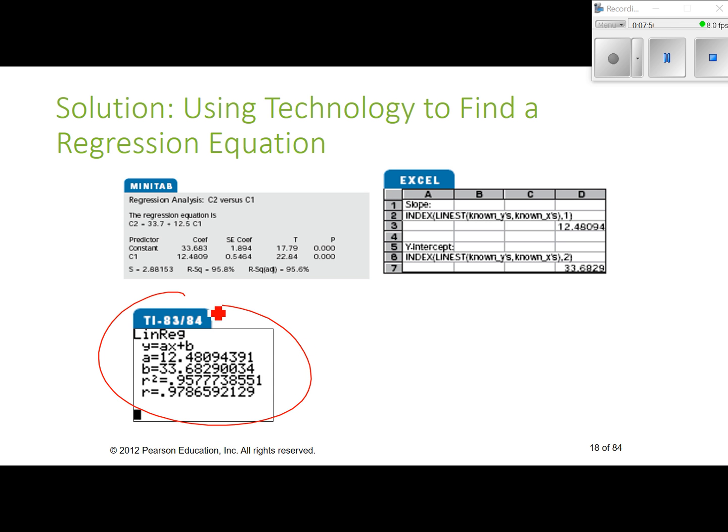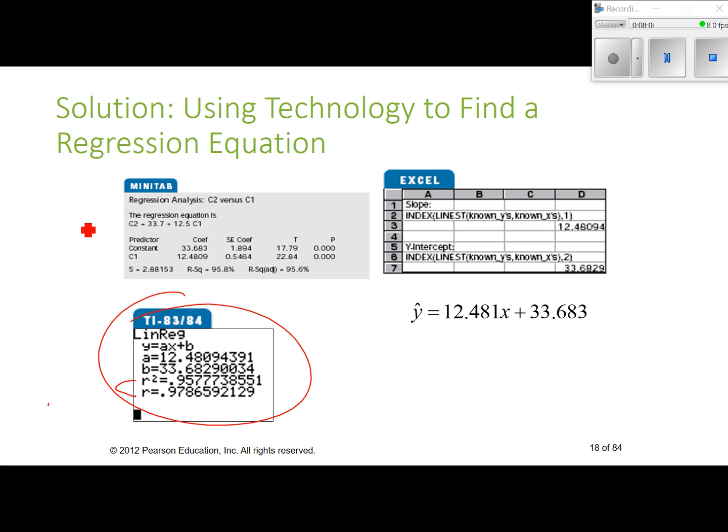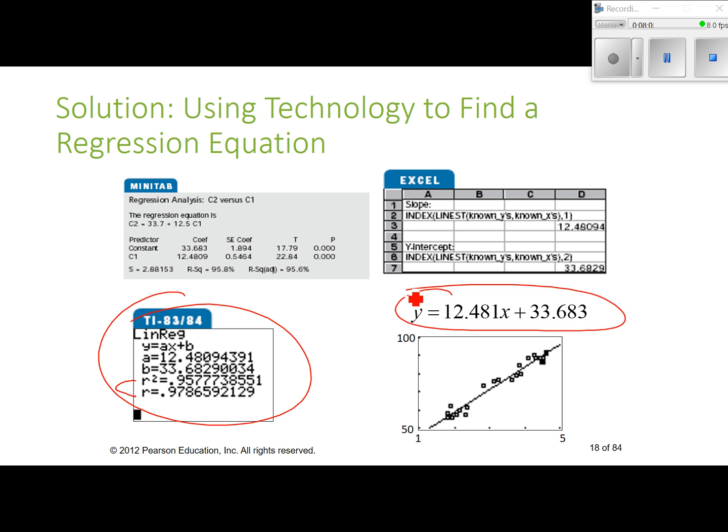This is what the screen looks like. It should look something like that. Again, if you haven't fixed your calculator, you have to go in there and do what I showed you on the video. And then if we wanted to write our equation, it would look something like that. Y hat equals 12.481 plus 33.68, and they didn't round those very far. I wouldn't have any problem with you rounding that to 12.5 and 33.7.